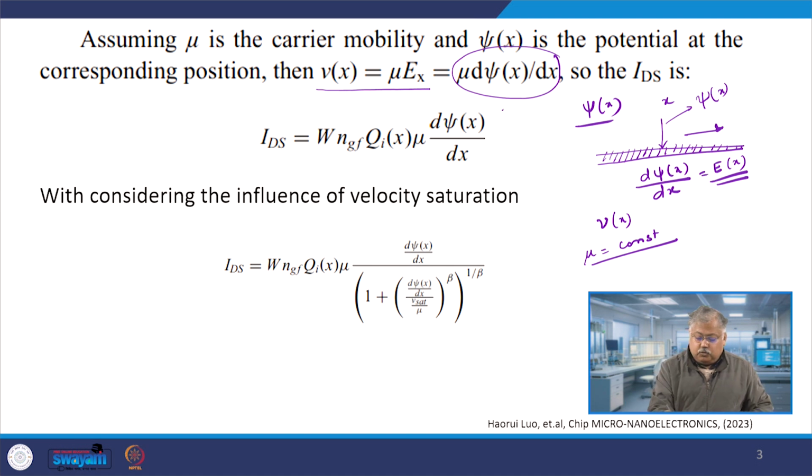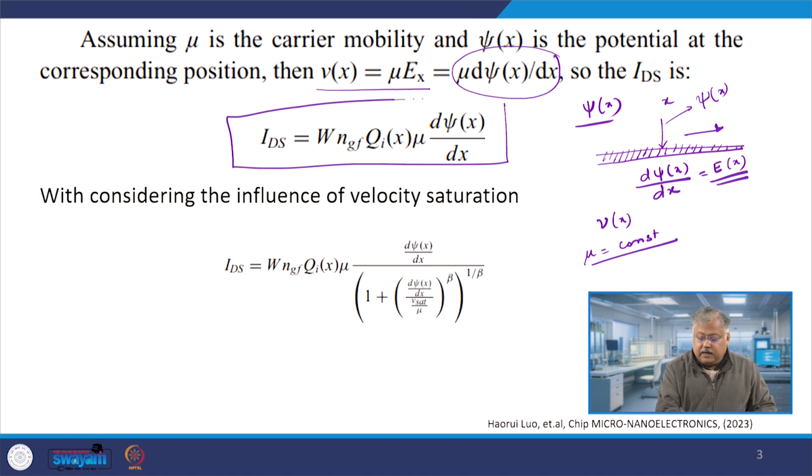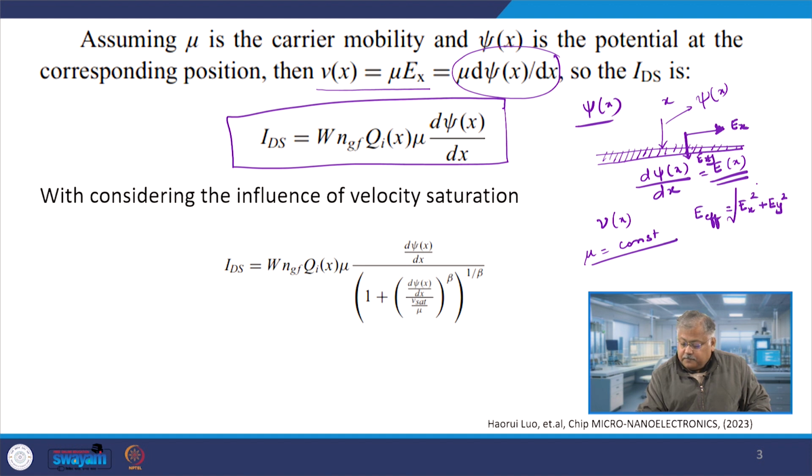the current to be equal to W times n_gf multiplied by q_i multiplied by mobility into d psi of x of dx. However, if you remember correctly, the charge carriers' movement within the channel is actually a function of both Ex and Ey. Ex is the electric field in this direction and Ey is the electric field in this direction. So, the effective electric field which you will feel, E effective, will be given as the square root of Ex square plus Ey square. This is the effective electric field.